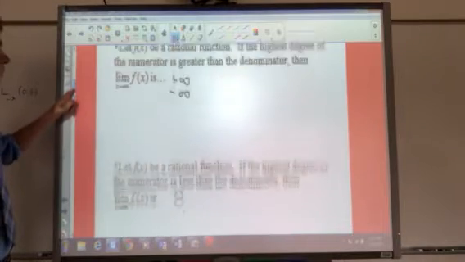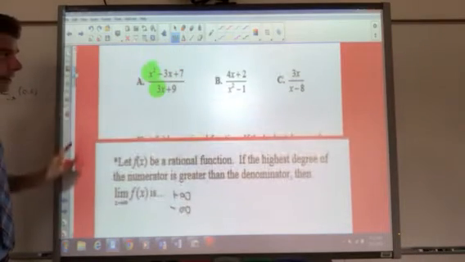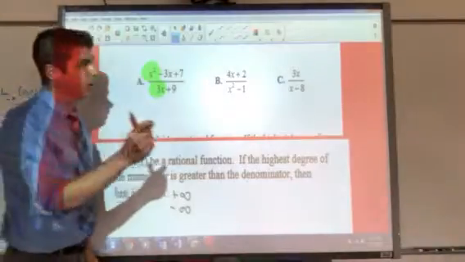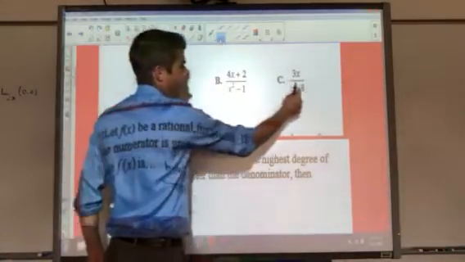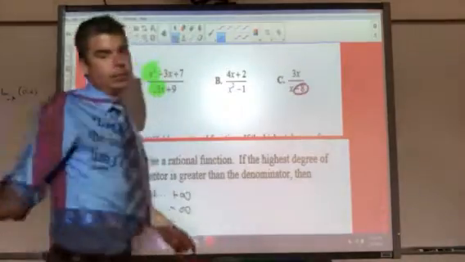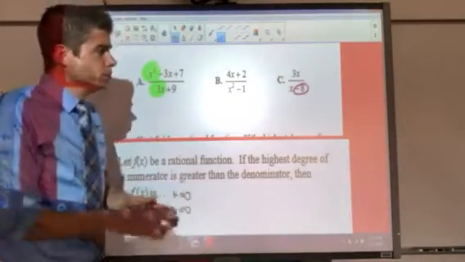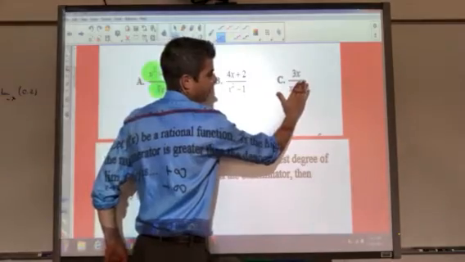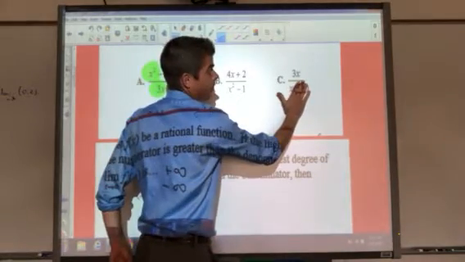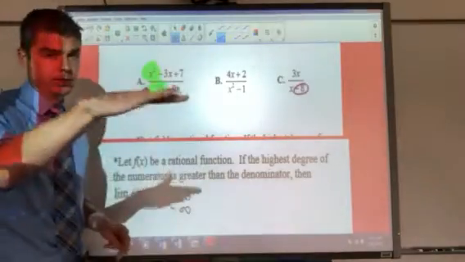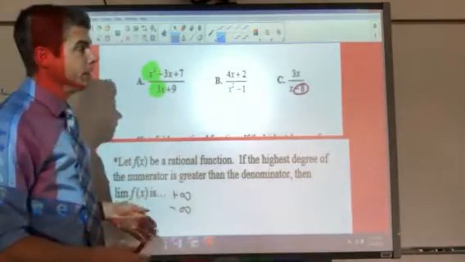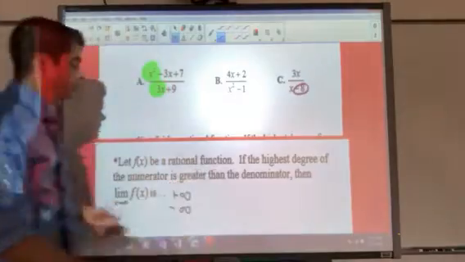And then when it's probably the most interesting to analyze is when it's a tie. And the idea is, if you go off to infinity, subtracting 8 is negligible. I'm not going to notice it. So this really is going to behave like 3x over x, or the constant value of 3. So we know that this is going to have a horizontal asymptote at y equals 3. Therefore, its limit value as you approach infinity would equal 3.